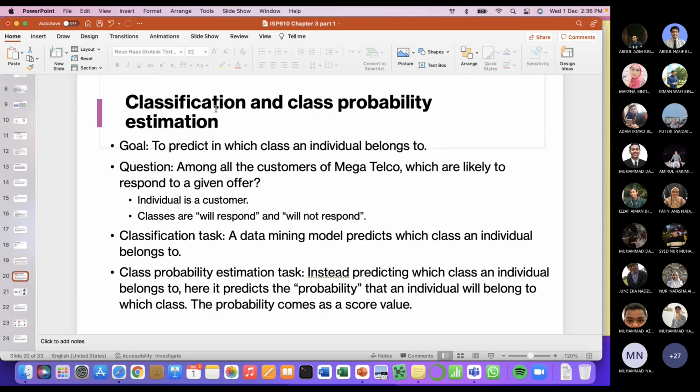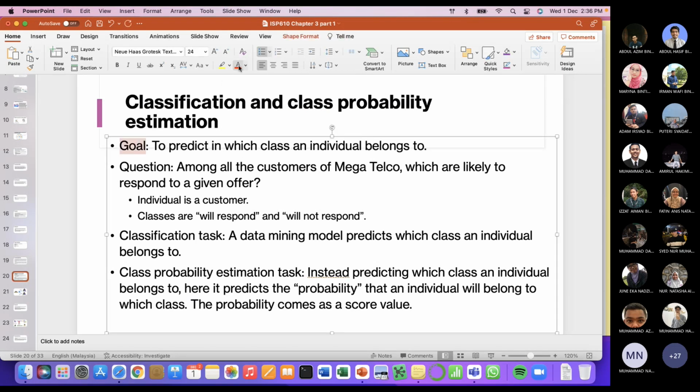So, for classification and class probability estimation, the goal here is to predict in which class an individual belongs to, meaning that which class customer tu akan belongs to. The possible question that we can ask, among all customers of mega telco, which are likely to respond to a given offer if you want to give an offer to the customers. Okay, so you need to identify two things. The first one is the customer, the individual as their customer, and then the other one is the classes.